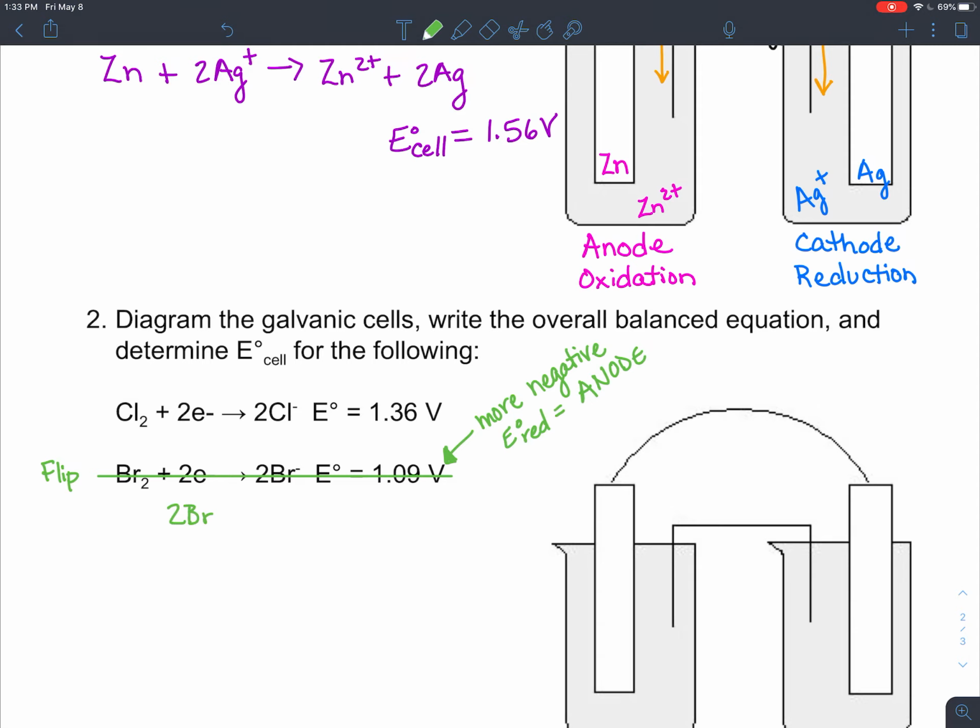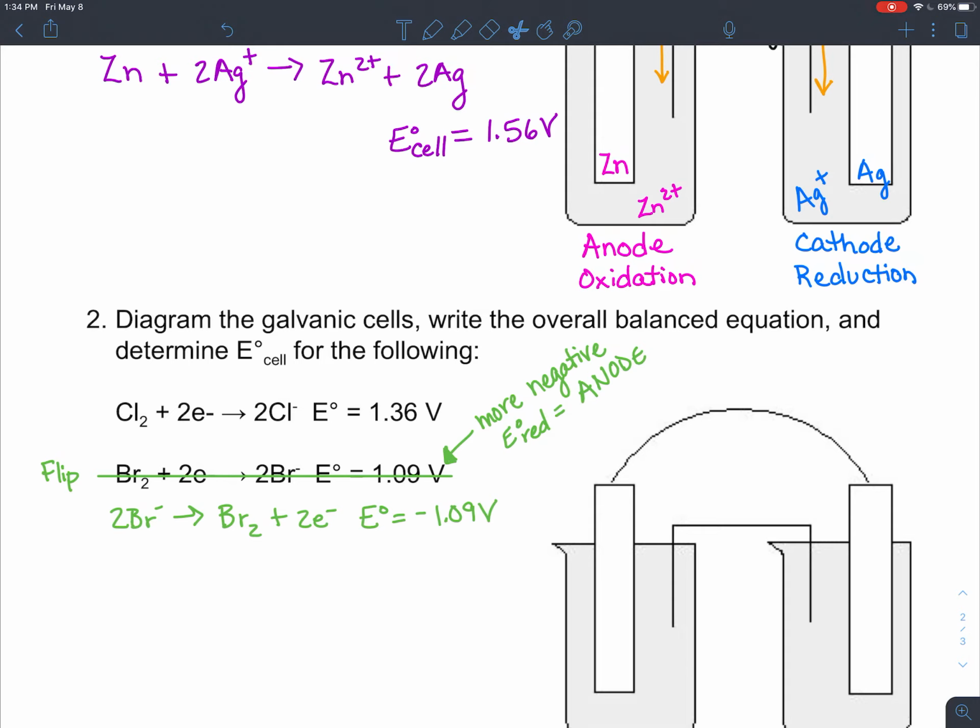So 2Br minus and then Br2 plus 2 electrons. And when we flip our overall equation, we're also going to flip the sign. So that means our new value is going to be negative 1.09 volts. Okay, I'm actually going to move that over just a little bit to line things up. All right, there we go. I like it there better.